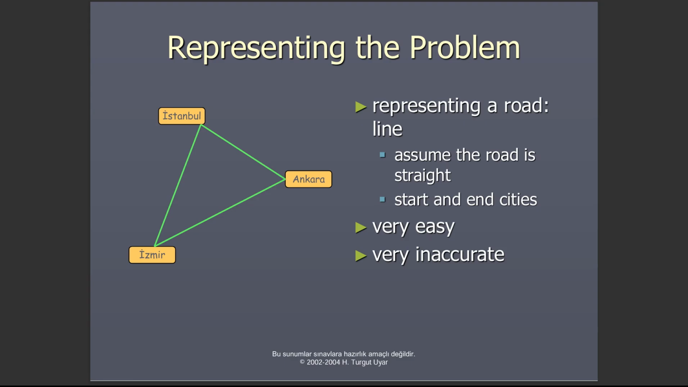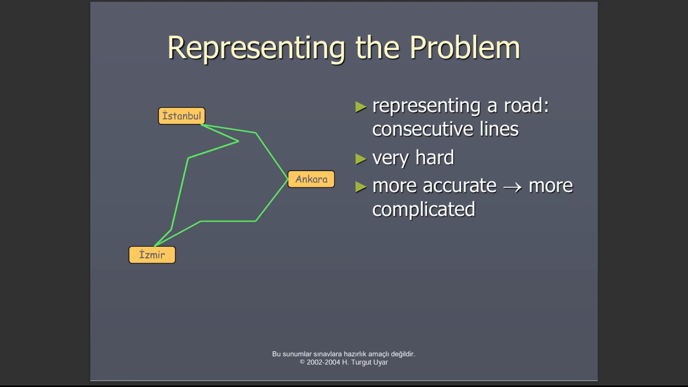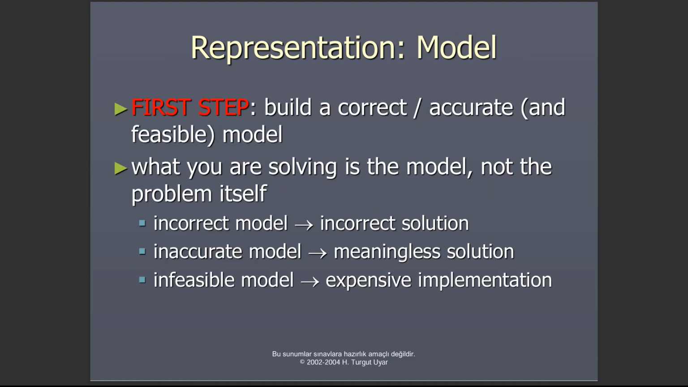If you want to be more accurate, we can represent roads as many small lines connected together. This is harder to do, but it gives us a better result. More accuracy makes the program more complicated. For example, if we want to describe every curve in the road, we need more data and calculations. As you can see, curved roads and detailed roads are different representation models.